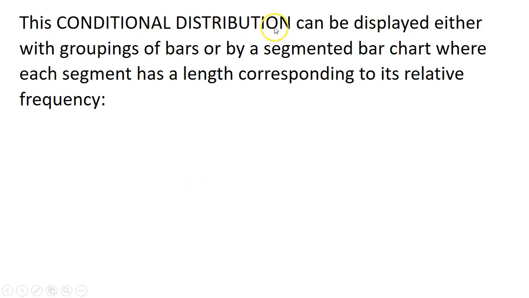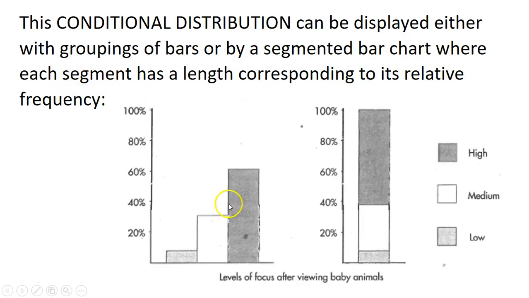The conditional distribution can be displayed either with groupings of bars or by a segmented bar graph chart, where each segment has a length corresponding to its frequency. So here is a bar graph of the levels of focus of just baby animals: one big bar up to 100, and then it's divvied out. Either way works. The spacing of that bar is just leveled out with what means what along the way.